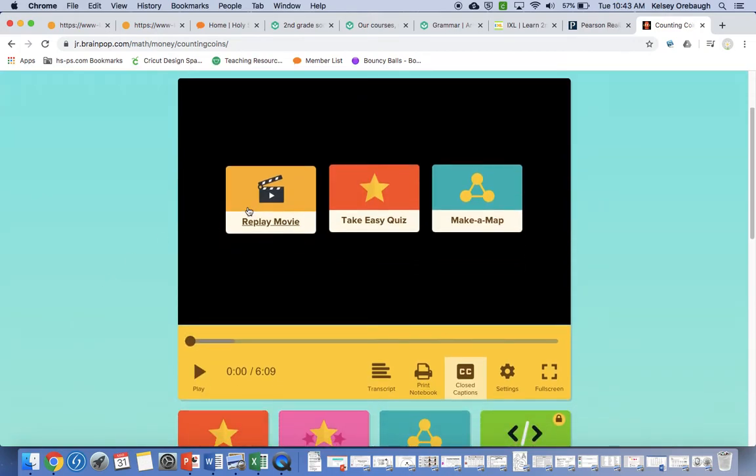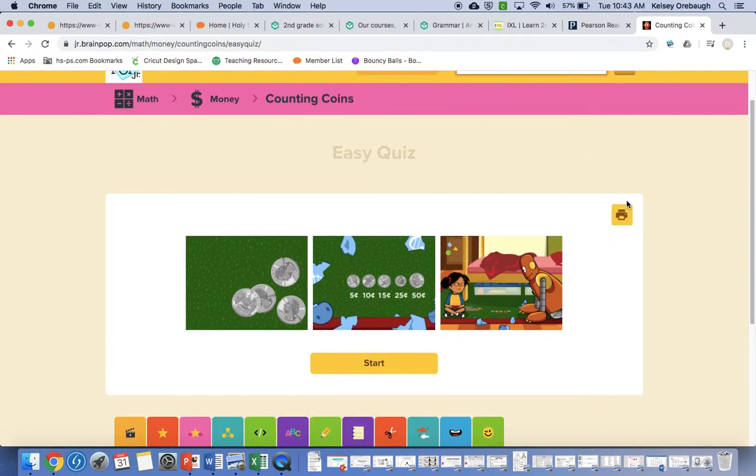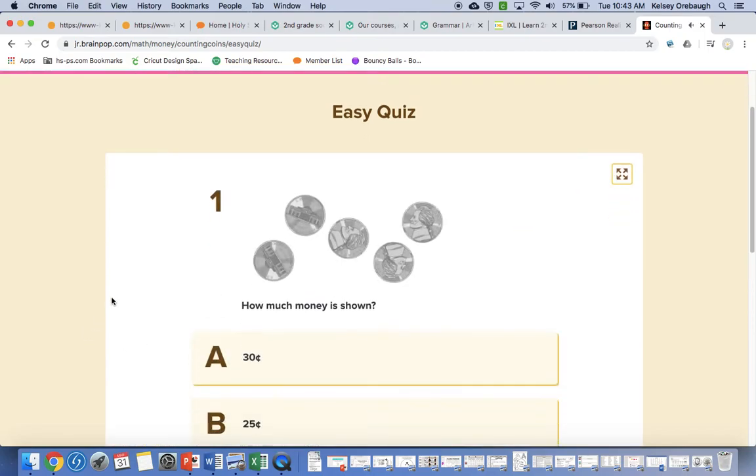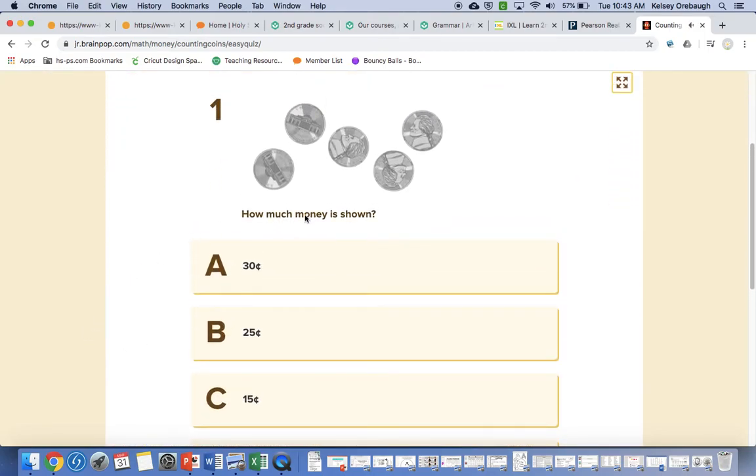Silly Moby. Okay, let's take the quiz together. I'll go slow so you can guess as we move along. Start. 25 cents. All right. How much money is shown?